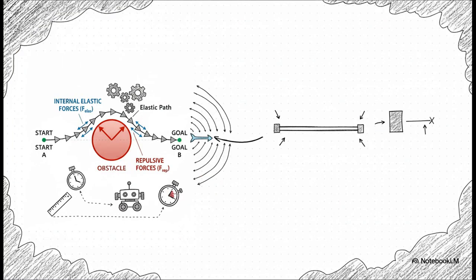Another really elegant method is the timed elastic band, or TEB. I want you to literally imagine your planned path is an elastic band. You've got these internal forces pulling it tight, trying to make it short and efficient. But at the exact same time, obstacles are exerting this repulsive force, pushing the band away to keep a safe distance. It's this constant, dynamic balancing act between speed, safety, and smoothness.